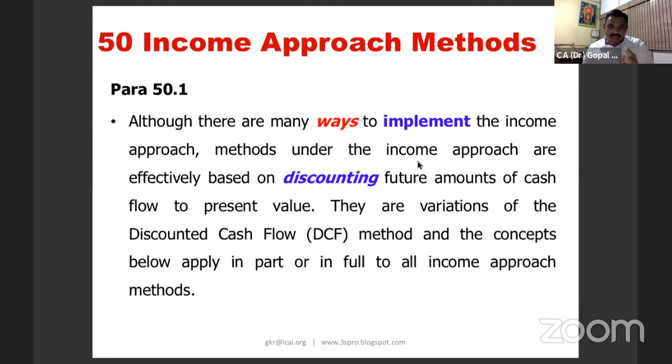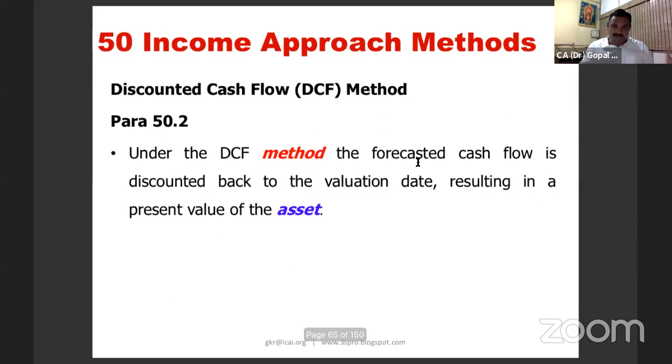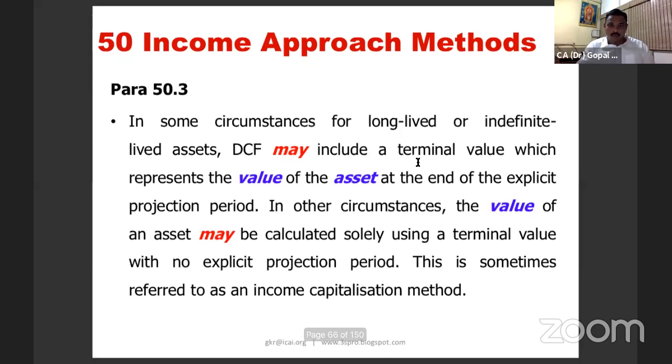Okay, so please look at this. They are variations of the DCF method. What are they? They are the methods under the income approach, which are effectively based on discounting future amount of cash flows to present value. And they are variations of the DCF method. And the concepts below apply in part or in full to all income approach methods. What are they? A DCF method is forecasting the future cash flow and then discounting back to the present value. This is very simple. But what are the key steps? Now I want to make a small difference here.